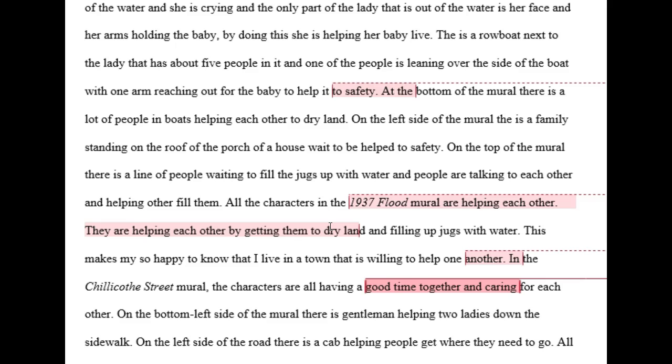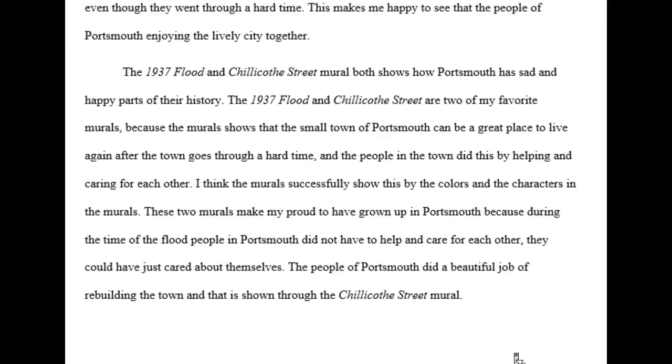Yeah, and I mentioned the tweak idea, and I got to thinking about that down here. The togetherness and caring, I think you got togetherness with both murals. As far as the caring for each other during a tragedy, you've got a tougher sell there with the Chillicothe Street mural, the Good Times mural. So I'm thinking about streamlining that thesis statement to clarify where the paper is going. I think that's going to be really important.